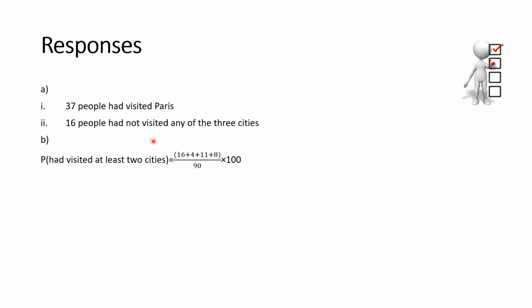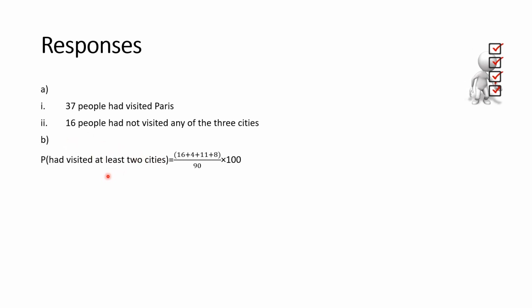Then part B was saying, help the company's travel agent to know whether a tour will be organized or not, and give a reason to support your answer. But they had a condition saying that if the probability that a person had visited at least 2 cities is less than 50%, a tour will be organized. So here we are looking at the probability of a person who had visited at least 2 cities.